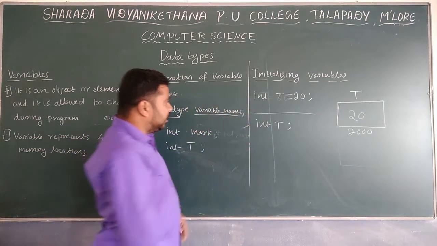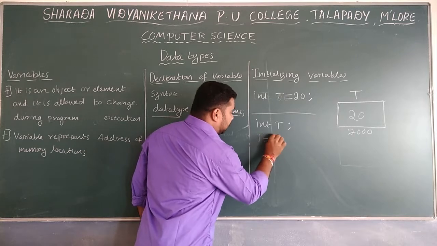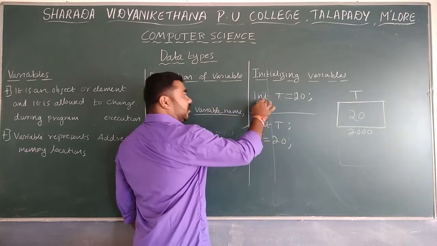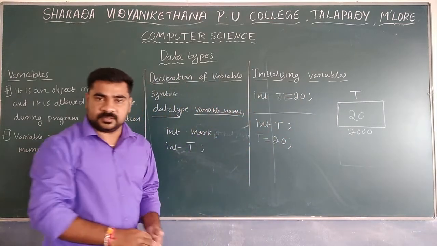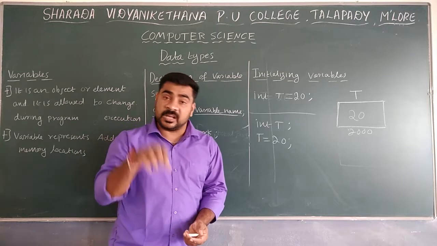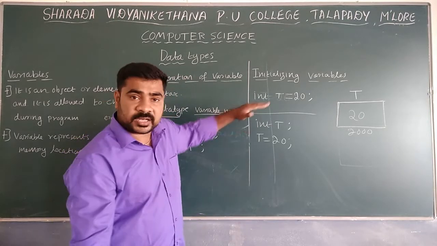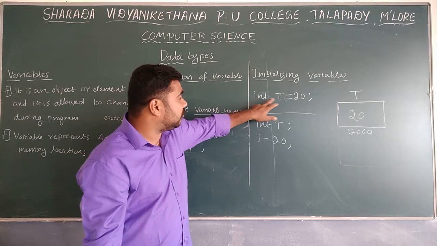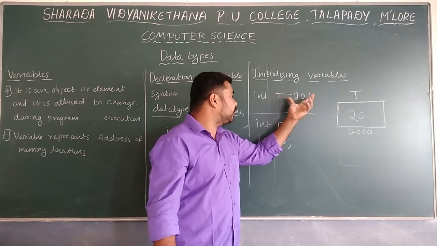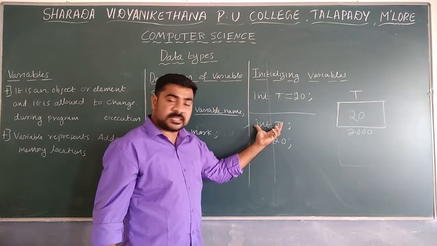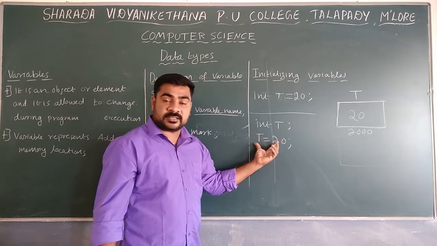This is a declaration. Next one is t is equal to 20. Here only one statement, but here two statements. If you use one statement or two statements, working will be the same. But here in one statement, assign declaration, then initializing. But here this is declaration, second statement is initializing.